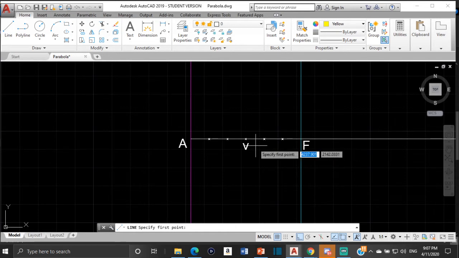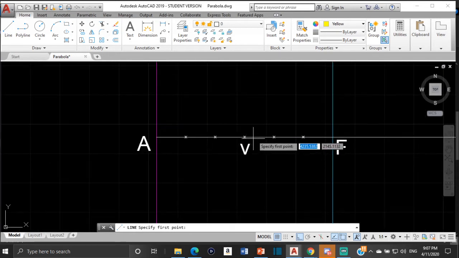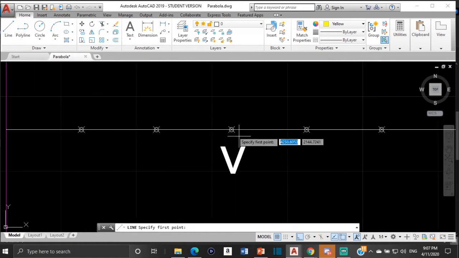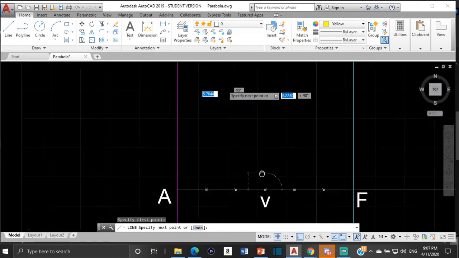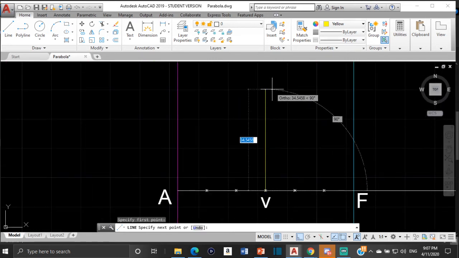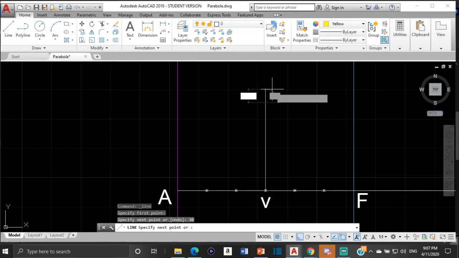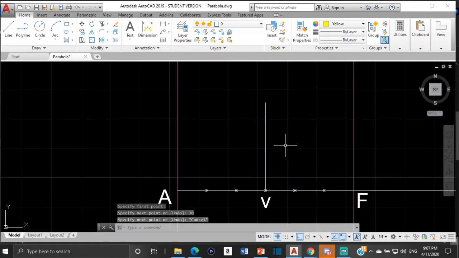And for C, for any drawing that you're doing, whether it be a parabola or a hyperbola or an ellipse using the ratio of eccentricity, VF or FV is always going to be equal to VC. So we know that VF in this case is 30. So I'm going to draw a line from V upwards here, and I'm going to make this line 30 millimeters. So 30 and press enter. All right, so VF is equal to VC.